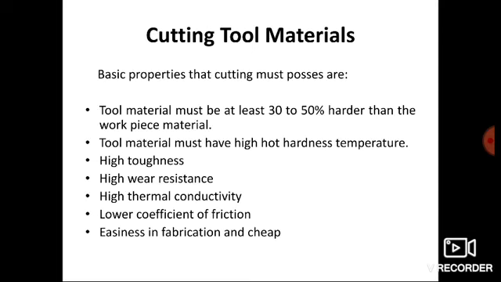The next is tool material must have high hot hardness temperature. So see, when there is machining, that time we are removing the material from the surface of the workpiece. So there is a friction in between the tool and the workpiece. Due to friction, the heat is generated. Okay, so as the heat generates, as the temperature rises, the hardness reduces. So your cutting tool material should not lose its hardness at high temperature. So the tool material must have high hot hardness at a high temperature.